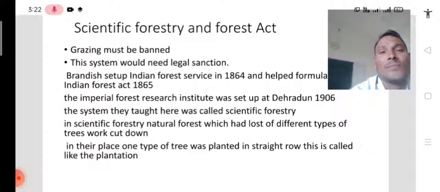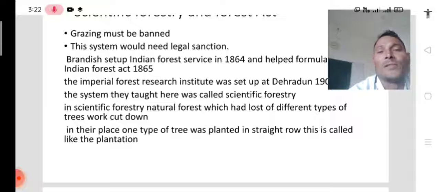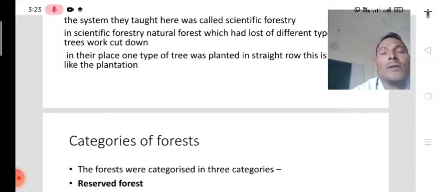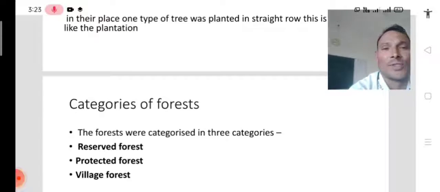By this system, there was a call for scientific forestry. In scientific forestry, the natural forests are cut down and a single type of tree is grown in rows or squares. In their place, they planted single types of trees which were usable for them.